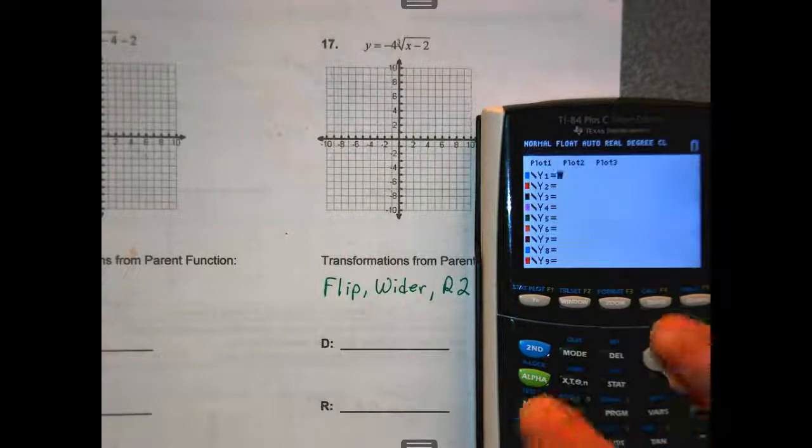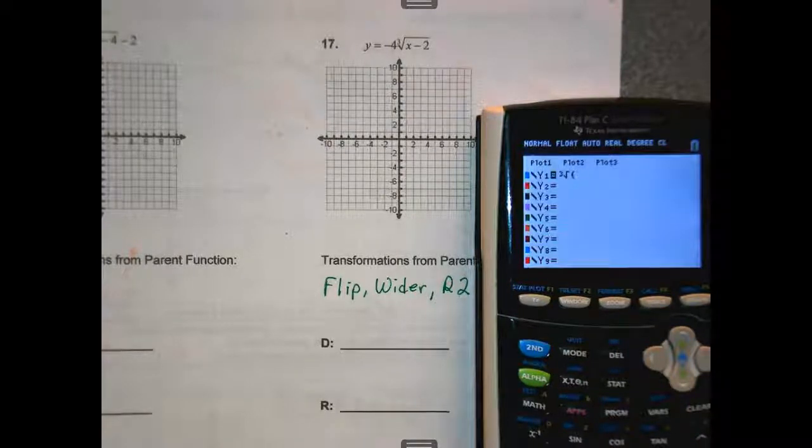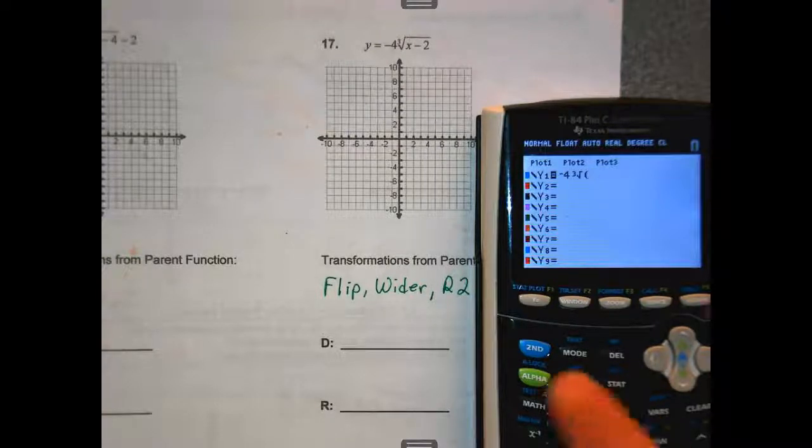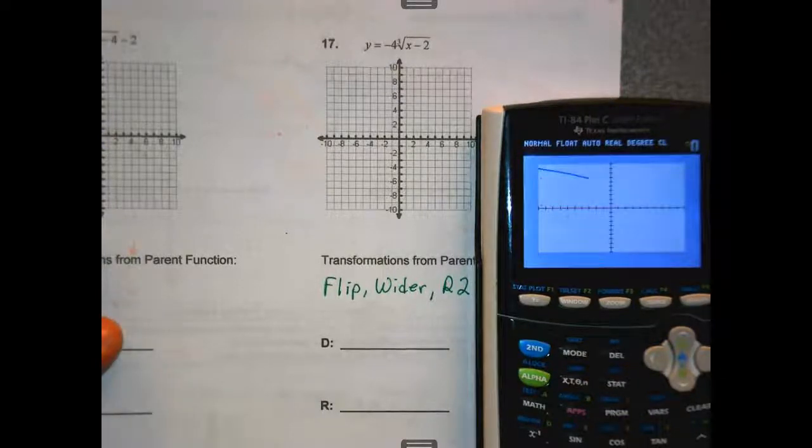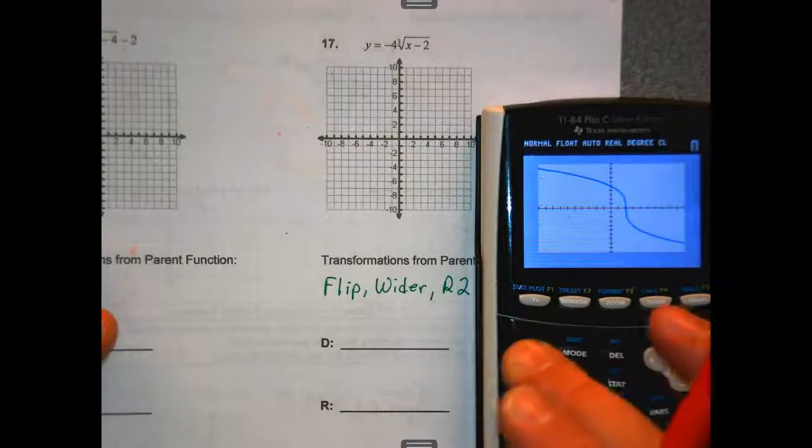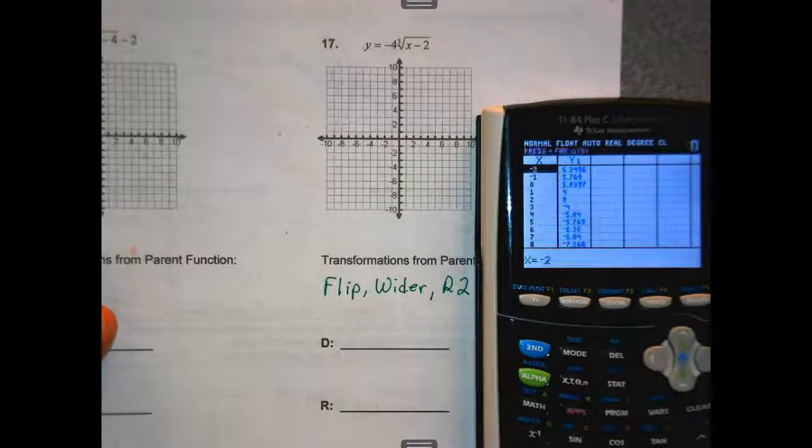Okay, cube root, math, number 4, cube root. Oh, I have to put in negative 4 first. Math, cube root, x minus 2. Graph it. So it made it wider. I also flipped it. See, our hk is positive 2, 0.